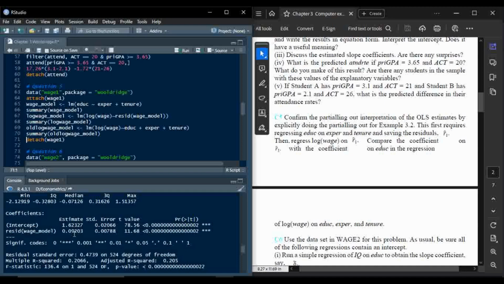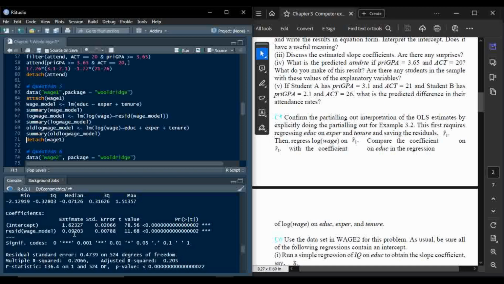So what does this mean? It means that the coefficient on R hat 1 in the second regression is identical to the coefficient on education from the example 3.2. So it means that the regression of log wage on R hat 1 explains log wage using only the part of education that is uncorrelated with experience and tenure. So separate effects of experience and tenure are not included in this model. So it confirms the partialing out interpretation of the OLS estimates in the multiple regression analysis.